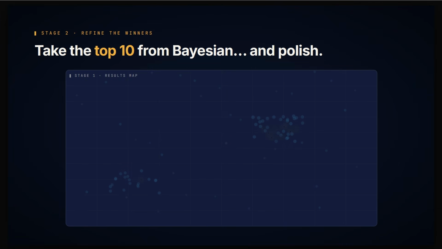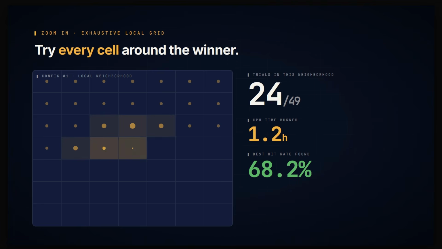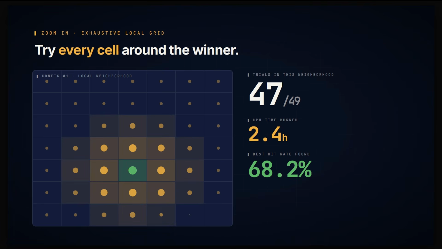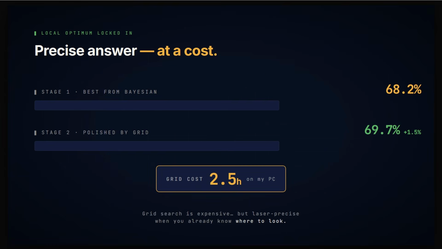The grid search, however, is also useful. I used it, for example, in stage 2, where I did a small exhaustive grid search around the top 10 configs from stage 1 to find the exact local optimum. That roughly took another 2.5 hours on my PC, which shows you how computationally heavy a grid search can be.